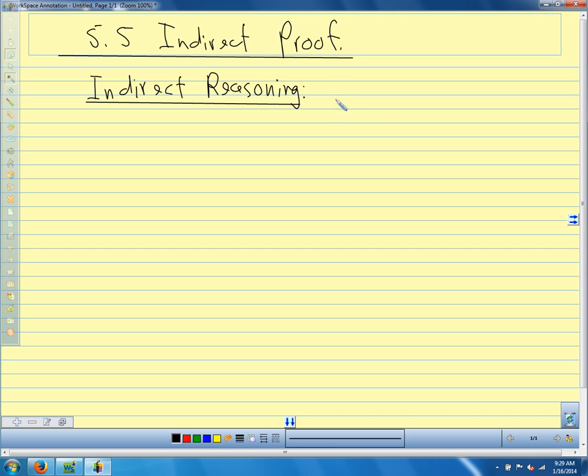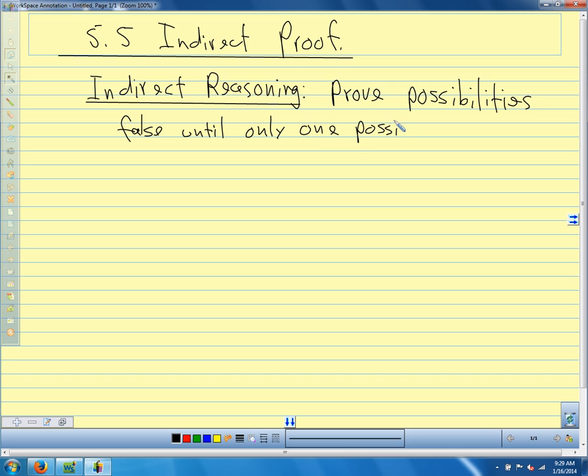So with indirect reasoning, we prove our different possibilities false until we're only left with one possibility remaining. So we eliminate different possibilities until we get to the only thing that can be true. So we call it indirect because we're proving things false rather than proving things true.